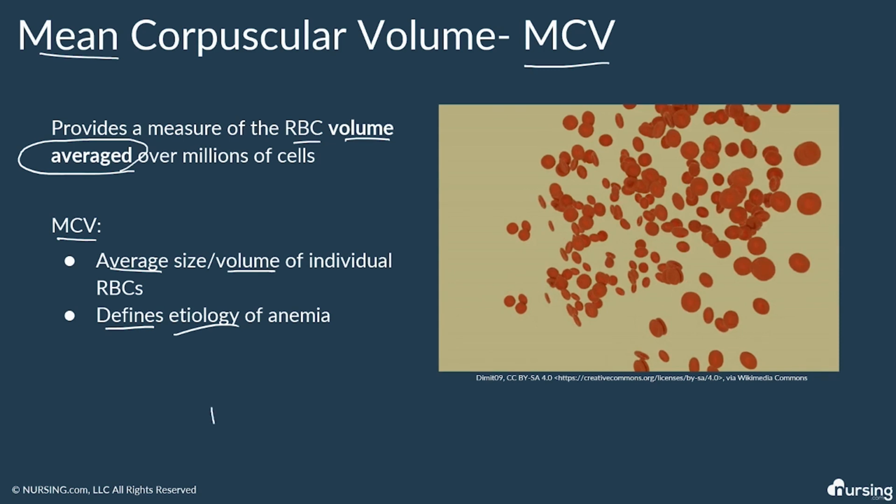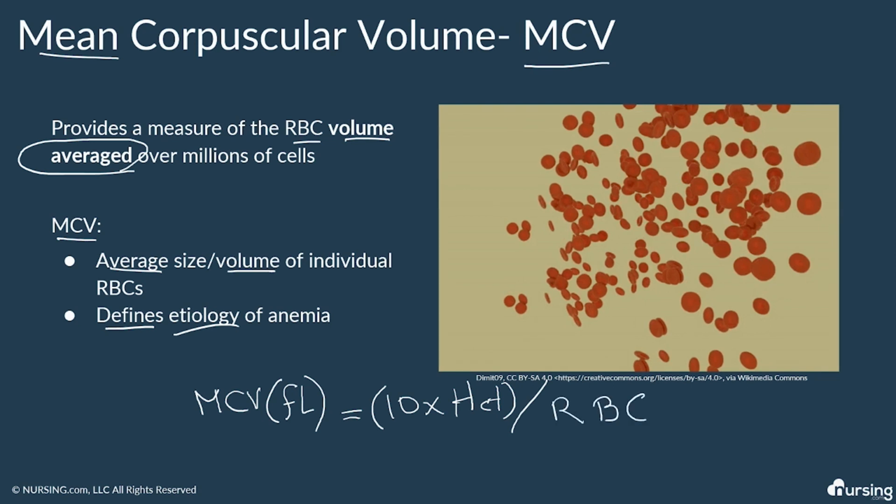Now, how it's calculated: the MCV, measured in femtoliters, is equal to 10 times the hematocrit value divided by the red blood cell count.